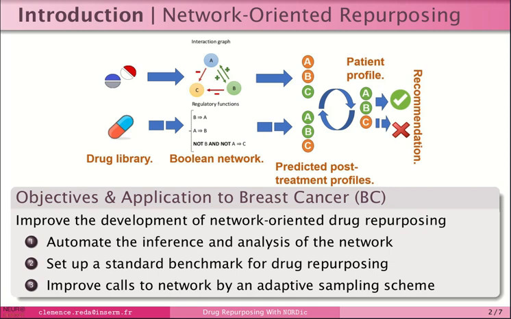To facilitate the implementation and evaluation of such method, we have identified 3 objectives to fulfill. First, the automation of the inference of a disease-specific Boolean network. Second, the development of a standard pipeline for scoring drug effect by calling the Boolean network. And third, the development of a pipeline which improves the computational cost of those calls to the Boolean network by resorting to adaptive sampling. We illustrate those objectives by considering repurposing for breast cancer.